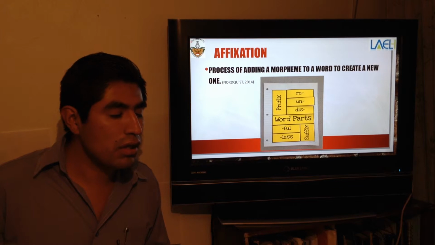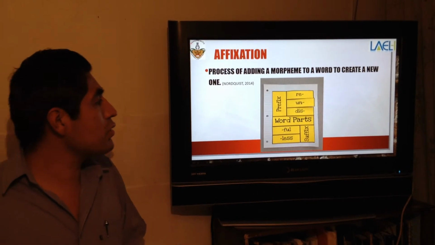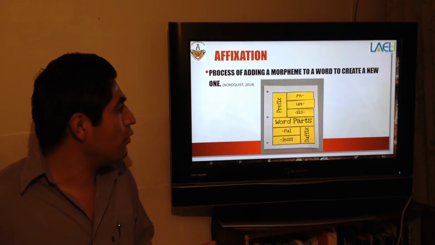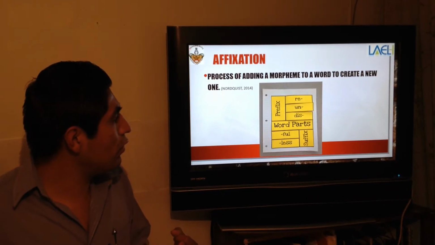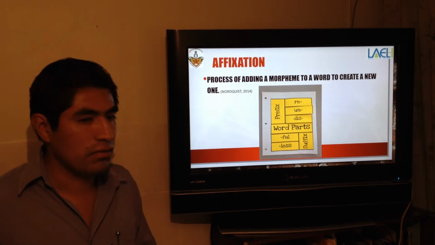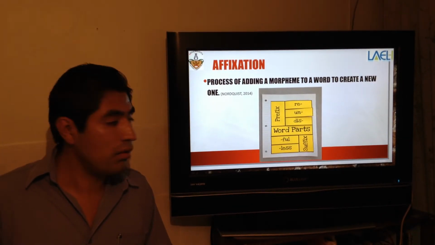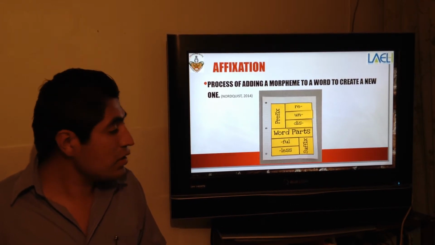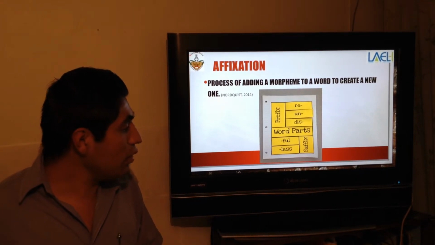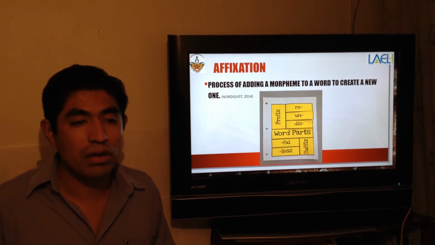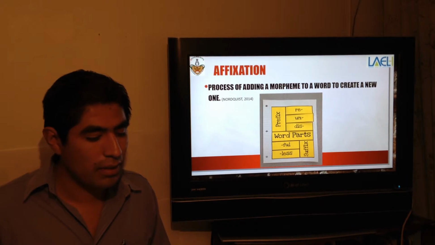For affixation, we use prefixes and suffixes. For example, I have three examples of prefixes: re, un, and dis. For example, reinvent, unpolite, or discount. For suffixes, I have ful, like colorful, and less, for example, useless.